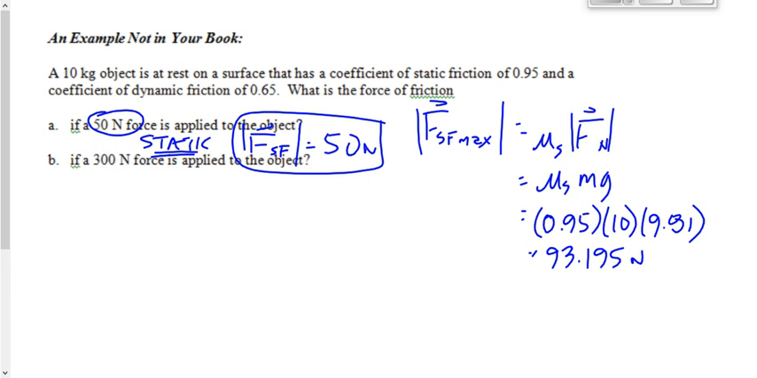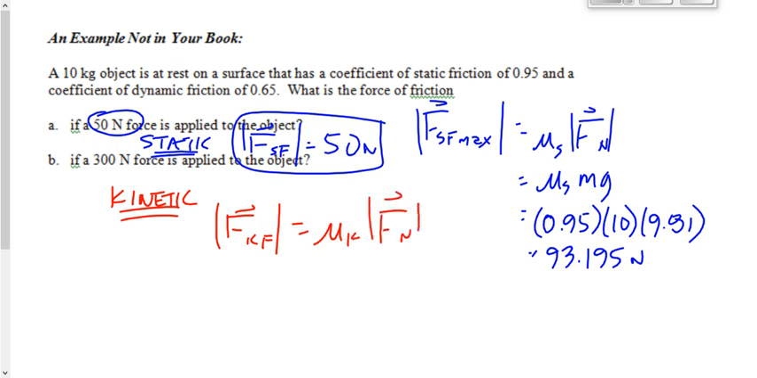Okay, if I push with 300 newtons, does it move? Does it move now? Yes, it does. Good. So this is kinetic friction then, right? What's the value of kinetic friction? Do we know that? Yeah, we've got to find it, right? It moves. Kinetic friction. Let's find the kinetic friction force.